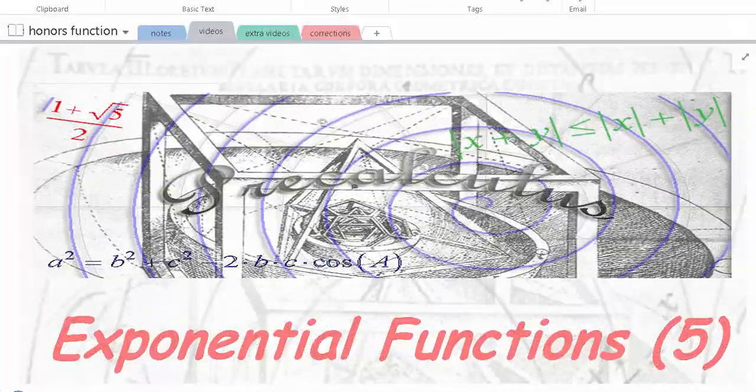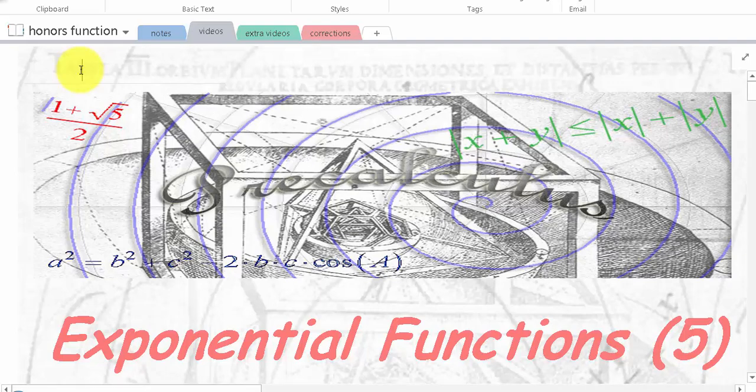This is the last lecture on exponential functions. In this lecture, we're going to cover the most important property of exponential functions.